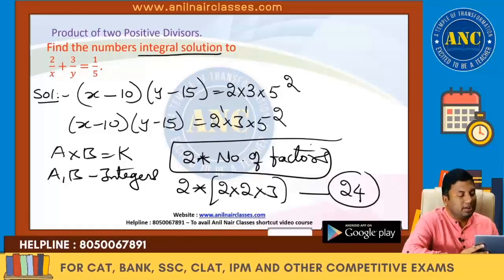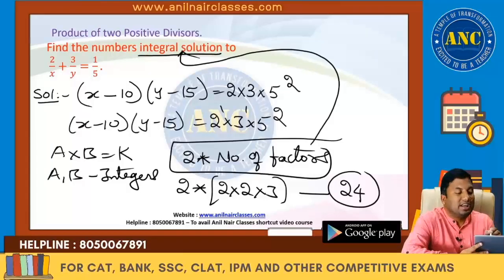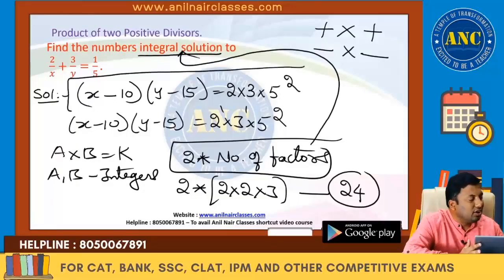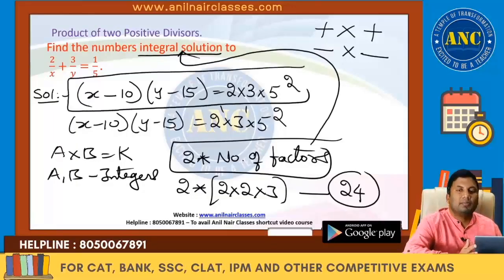Again I am repeating why it is 2 times the number of factors, because it is an integral solution. Positive into positive, negative into negative, 2 cases. x minus ac into y minus bc. This is a direct shortcut where you don't need to take the LCM, directly solve it. This is an integral solution.